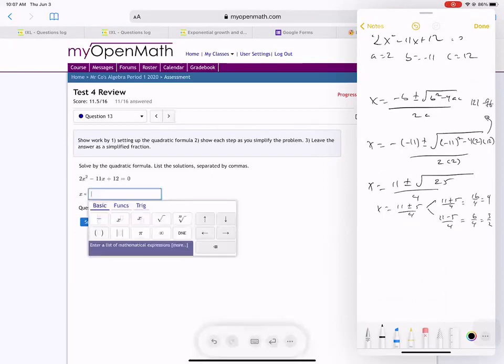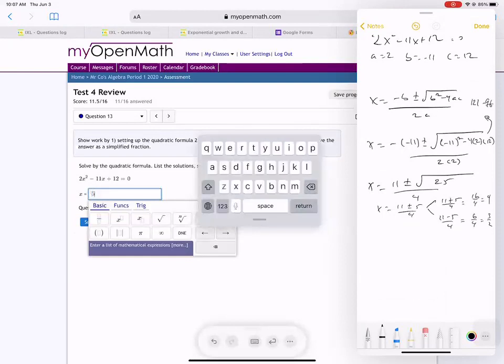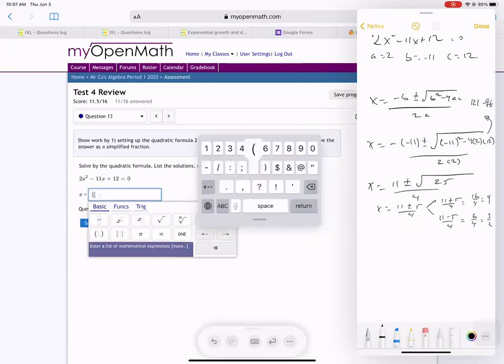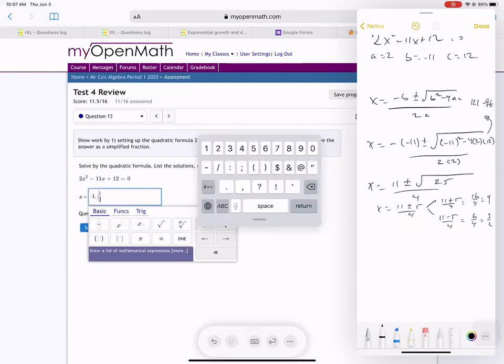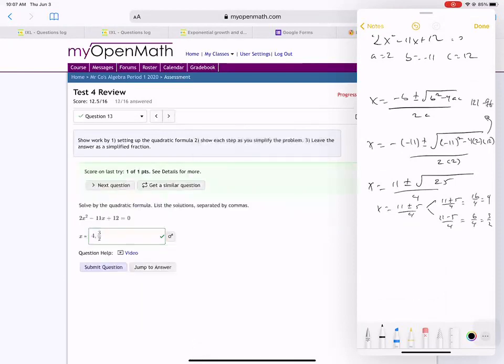So my answers are going to be 4, comma, the other answer is 3 over 2. All right. Okay, so I need to see all this work for each of these quadratic formula problems.